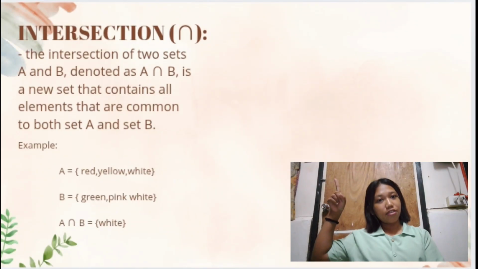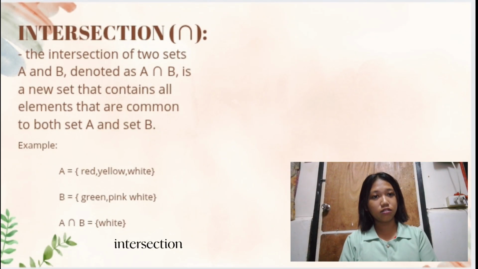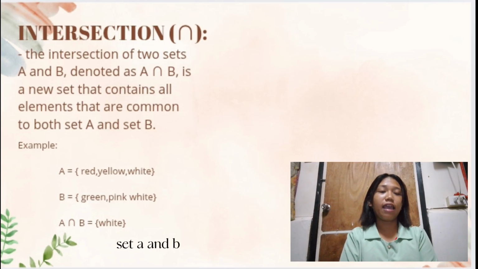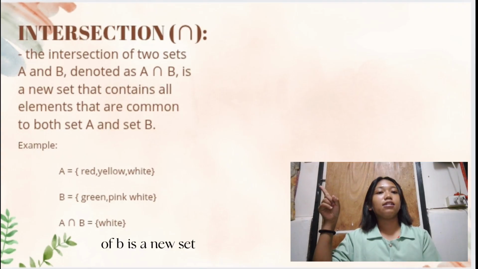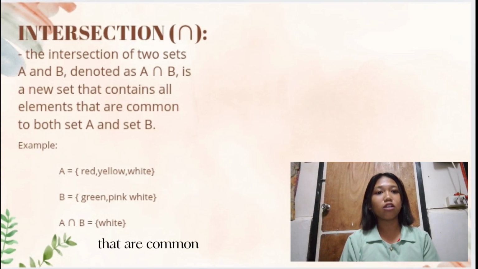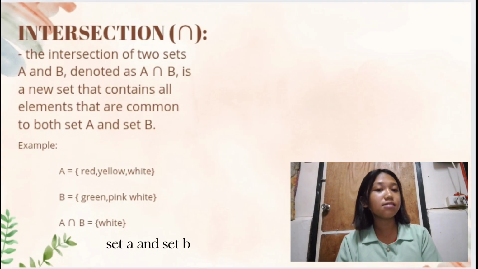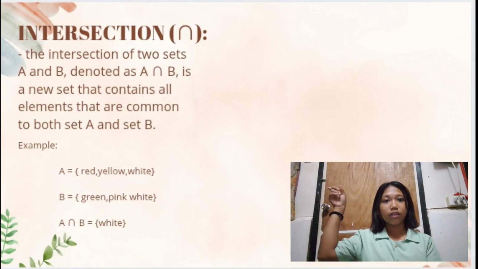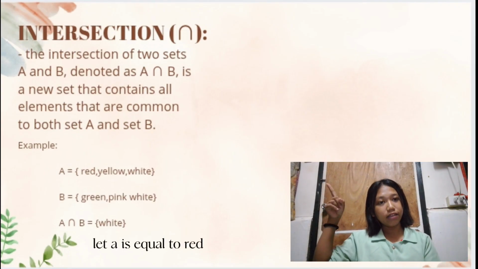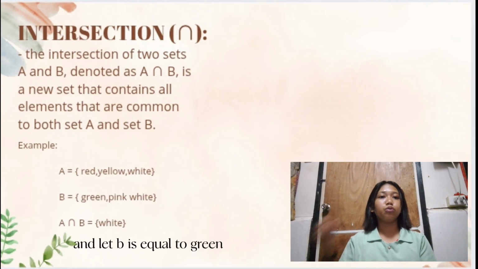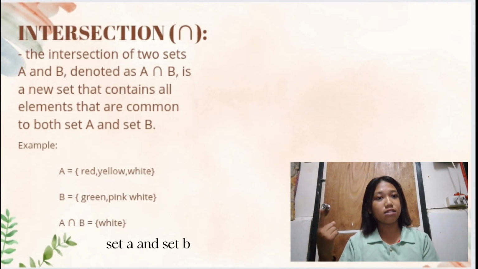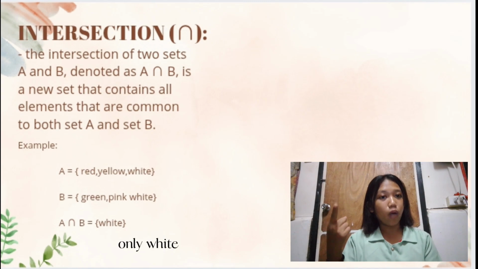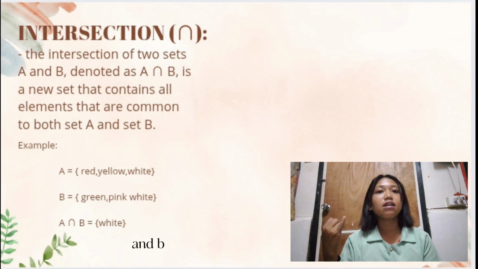Next is the intersection. So what is intersection? The intersection of two sets A and B, denoted as A ∩ B, is a new set that contains all elements that are common to both set A and set B. Example: let A = {red, yellow, white} and let B = {green, pink, white}. What is common in set A and set B? Only white. So white is the intersection of sets A and B.